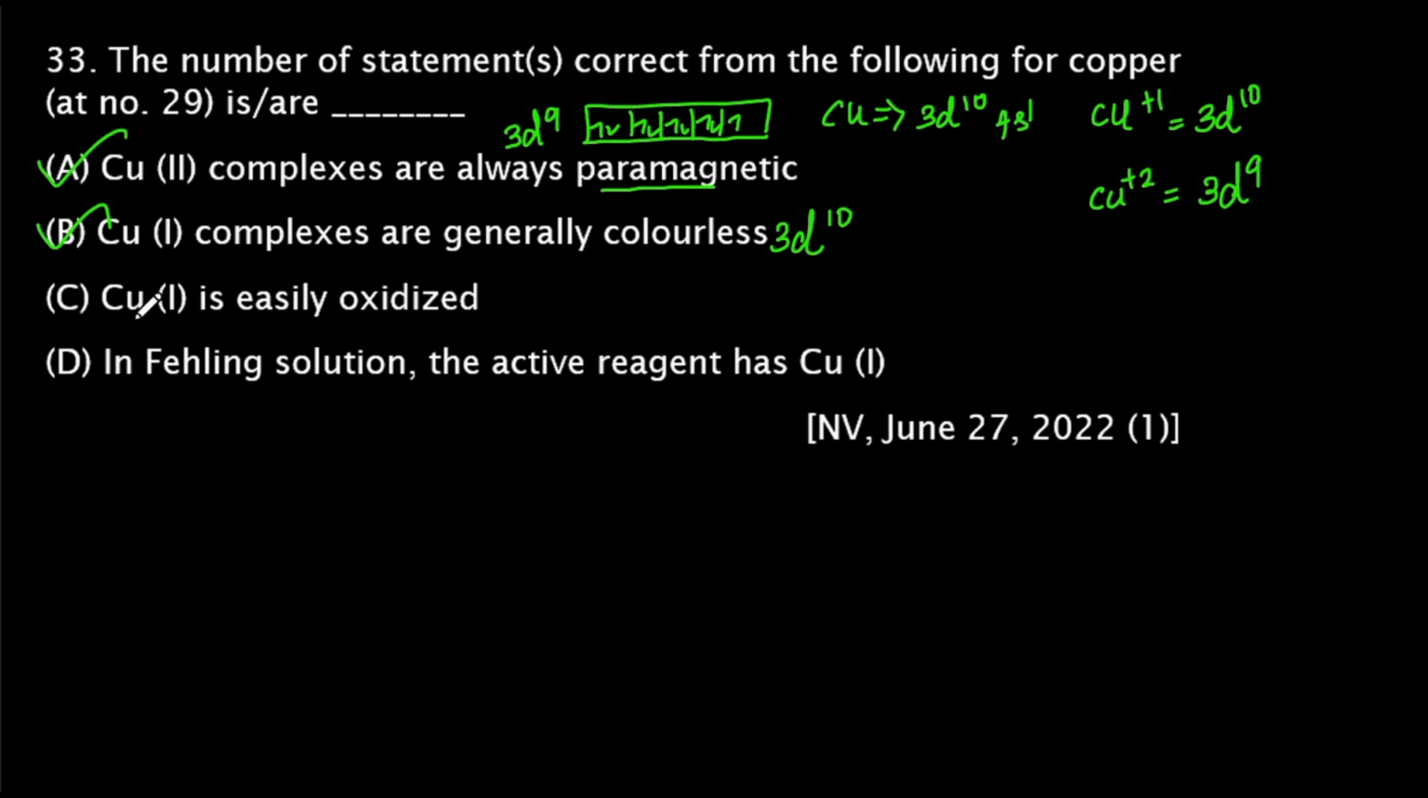Going to the next statement: copper 1 is easily oxidized. What is oxidation? It easily loses electrons. So the Cu+1 ion easily loses an electron and is converted to the Cu2+ ion. This statement is also correct because after the loss of one electron, the Cu2+ ion is highly hydrated and has a high hydration enthalpy.